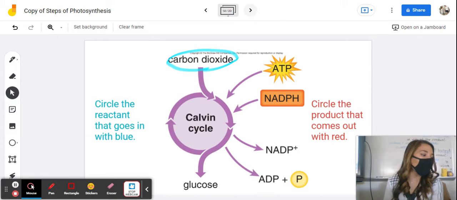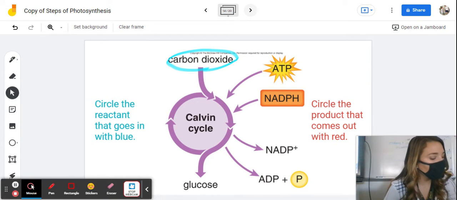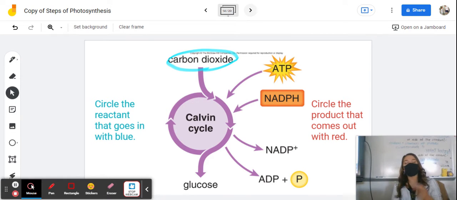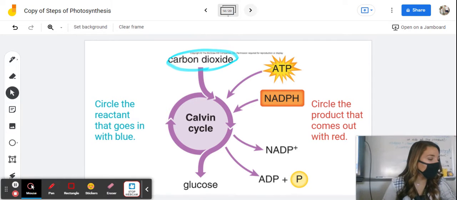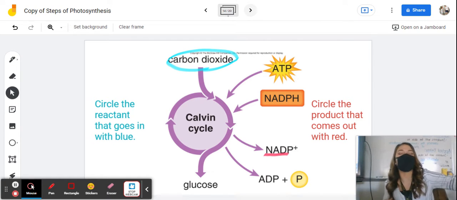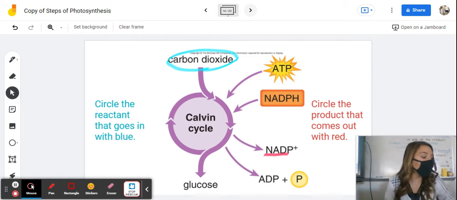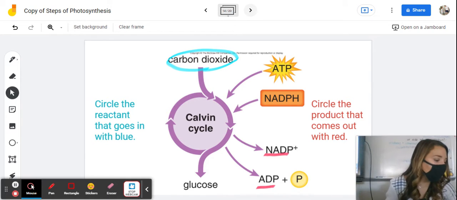What should I circle in red, Roman, that comes out as a product? What am I making in the Calvin cycle that comes out as a product? No, you are so right. I'm going to make NADP plus in the sense that I'm taking the electrons off and I'm going to send that empty bus back to step 1. I'm also going to send the empty battery, the dead battery, back to step 1. But what is actually being made is a product that's coming out of this cycle and not just going back to step 1. Glucose. Everybody right now circle glucose.